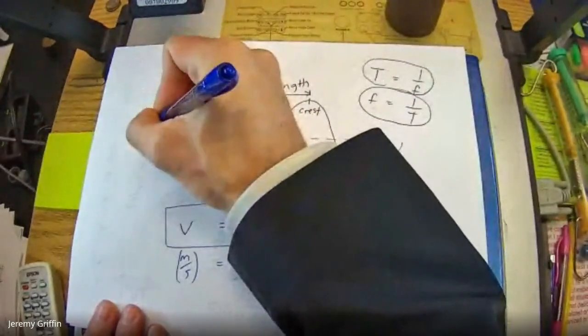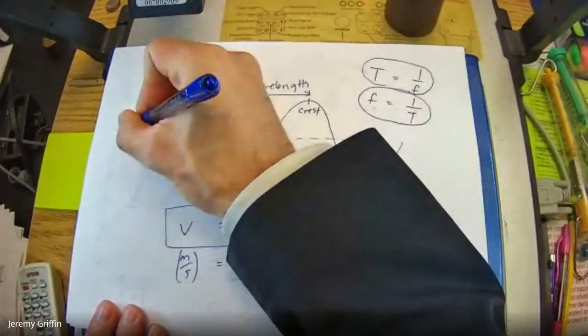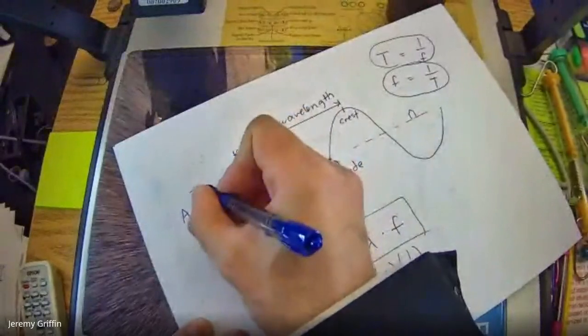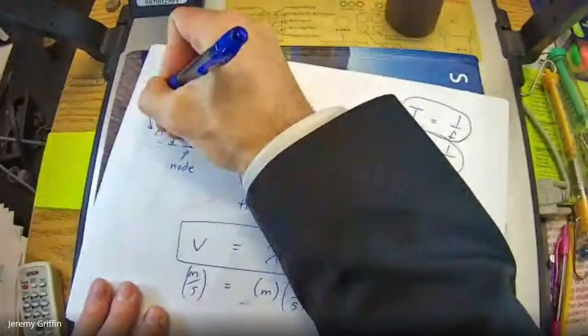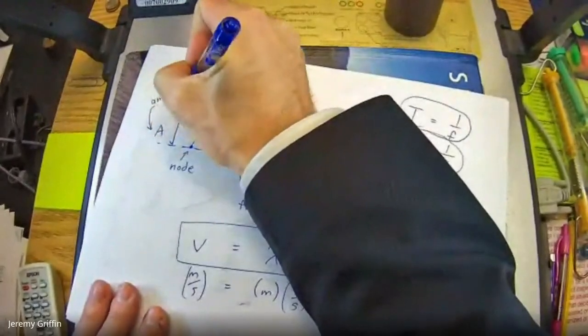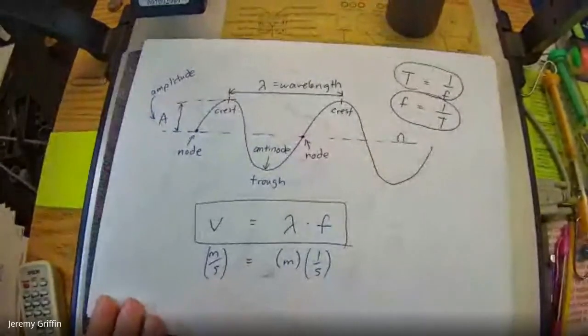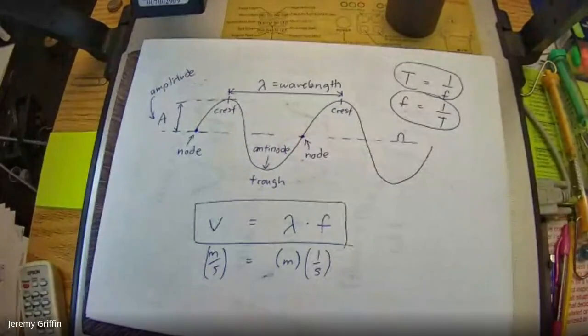What else we got? Maybe something called amplitude. Call it capital A. Right? From this middle nodal line up to the crest. Right? This is called amplitude. Okay. All right. So guess what? That will get you started for what we got coming up.